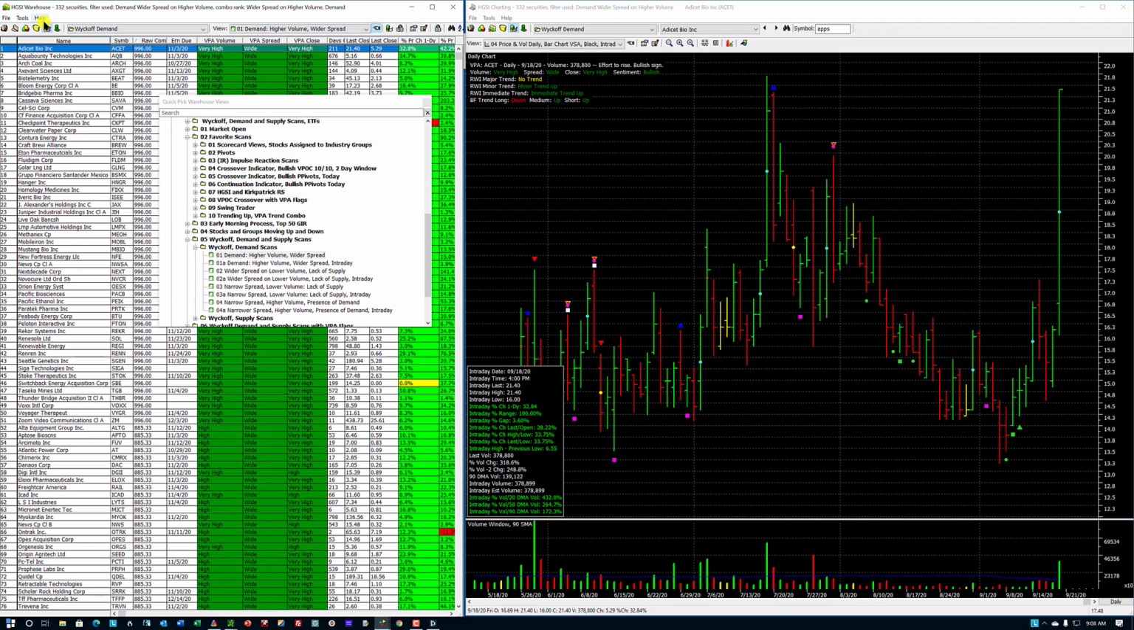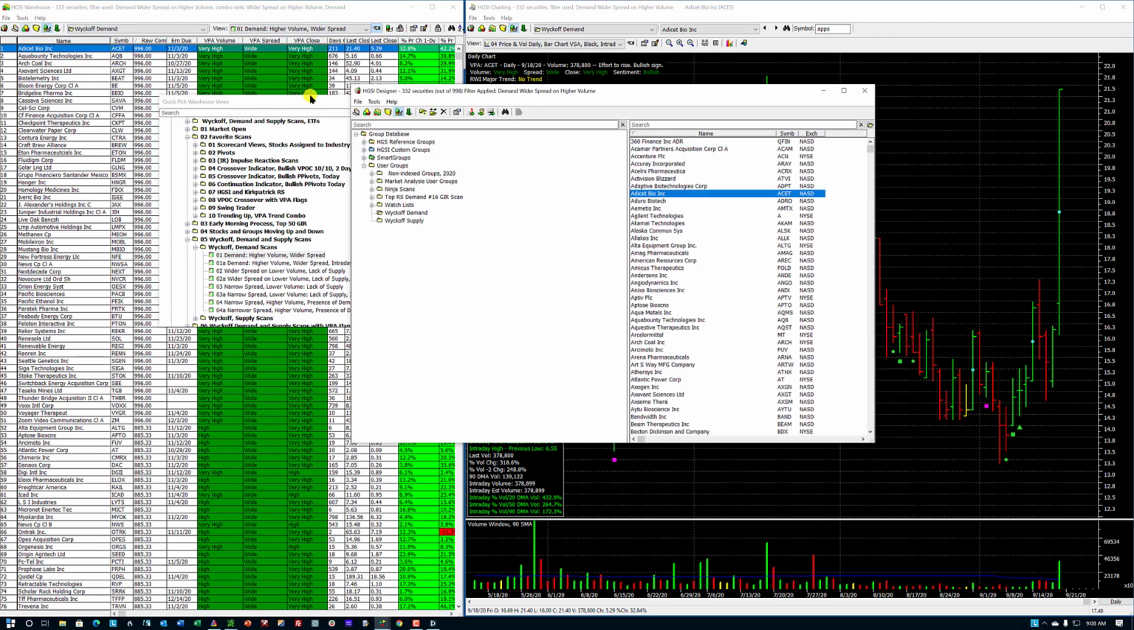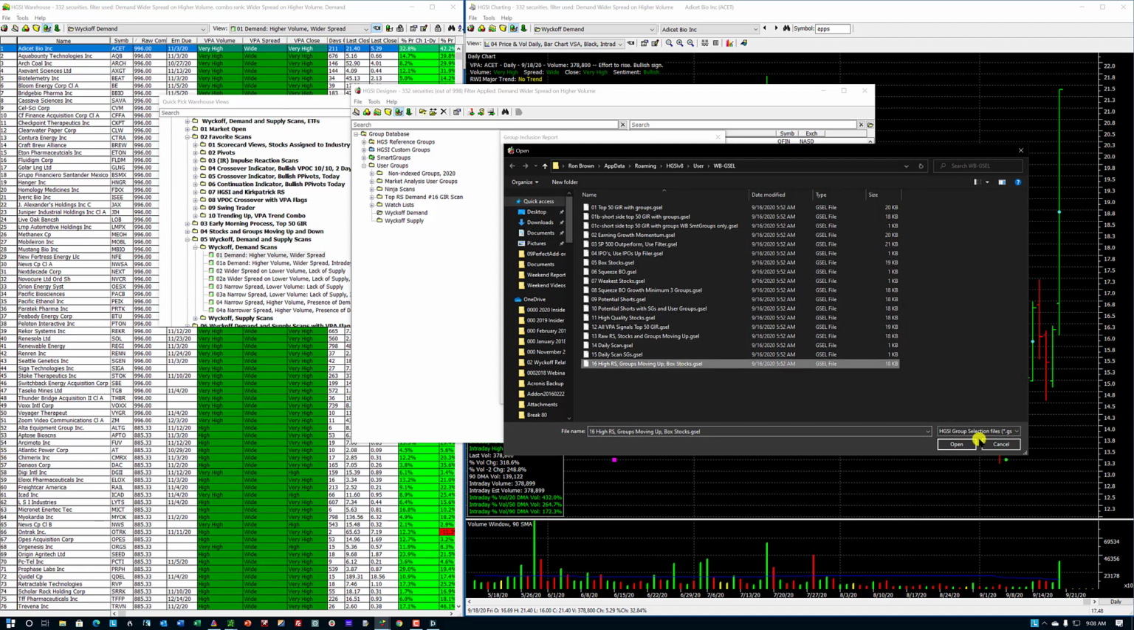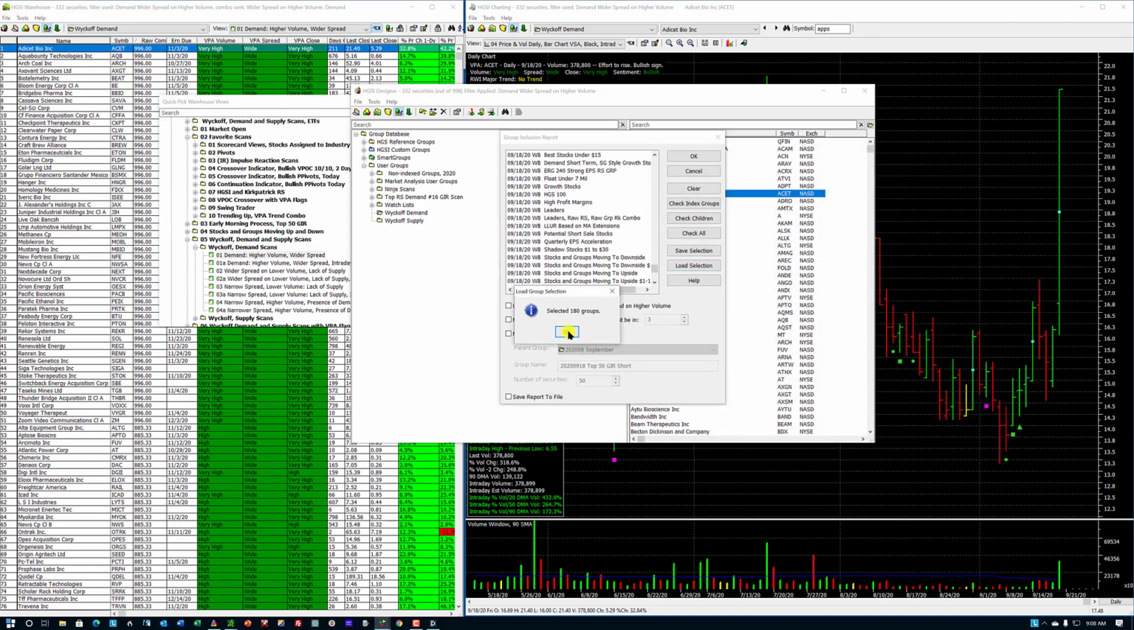And now I can go back into the designer. I can click on this. I'm going to clear this. I'm going to load this. I'm going to load this again. And now notice that the scan that I'm using in the warehouse is now featured right here. So I want to use the applied filter, which is attached to this view.